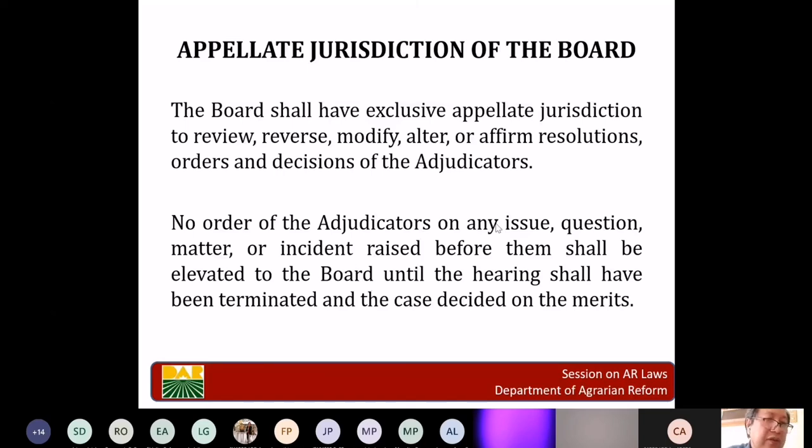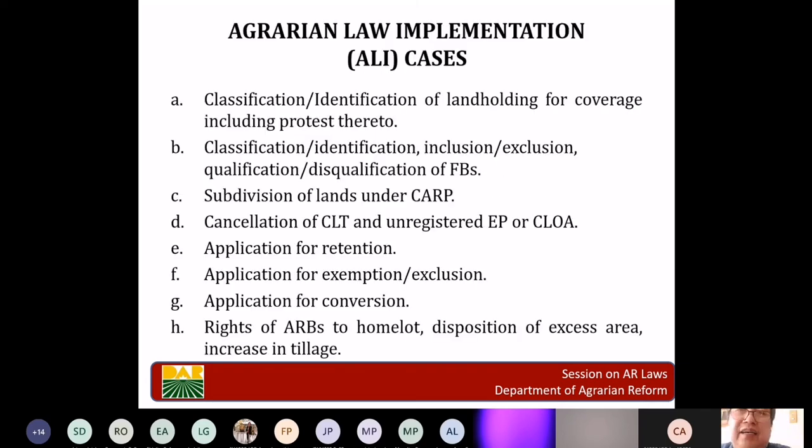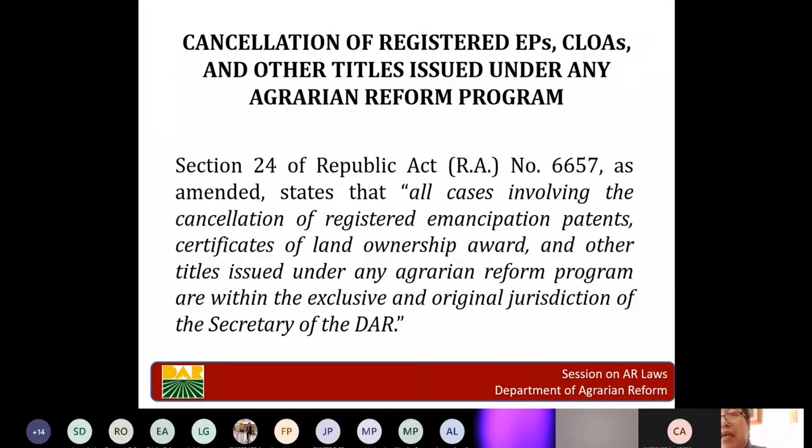So appellate jurisdiction of the board, we are done on that. And then the jurisdiction of the Secretary. These are the enumerations of ALI cases. If you will notice, they are almost the same as those enumerated under PD 946. So those are under the jurisdiction of the Secretary in the administrative implementation of the program. So the jurisdiction of the DARAB to cancel CLOAs was already transferred to the Secretary of the Department of Agrarian Reform when Section 24 of 6657 was amended by Section 9 of RA 9700. So DARAB has no more jurisdiction to cancel CLOAs.